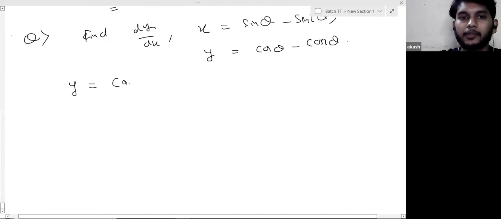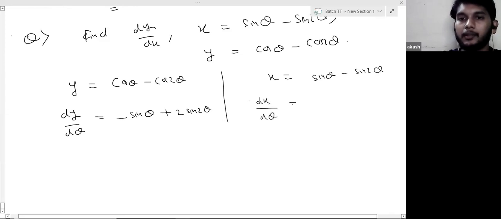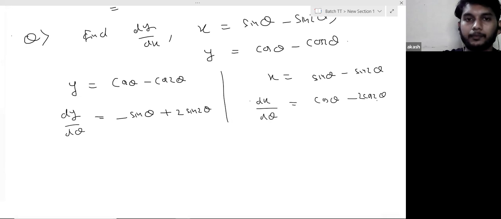We have y equals to cos theta minus cos 2 theta. So dy by d theta, this is minus sin theta, and this is plus 2 sine 2 theta. I hope this is clear, everyone. X is sine theta minus sine 2 theta. So dx upon d theta will be cos theta minus cos 2 theta. There is a 2 also.